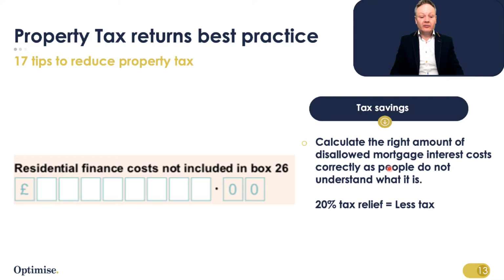And here we've got the residential finance costs not included. You remember when I said earlier, mortgage interest costs will not be allowed going forward on residential properties. You can claim that mortgage interest cost for furnished holiday lets and commercial properties. We know that. You can get the tax relief on those items. But residential properties going forward, no. All of the finance costs associated with the residential properties would go into this box right here on your tax return. Now, you still get 20% tax relief on those mortgage interest costs against your residential properties.